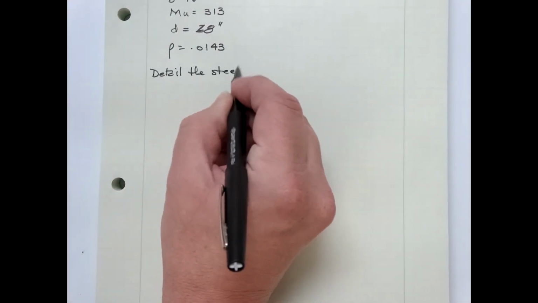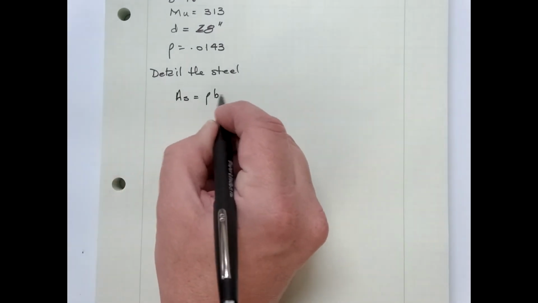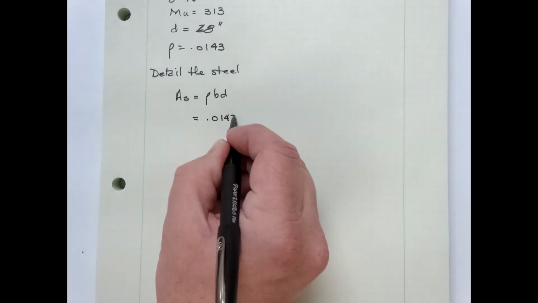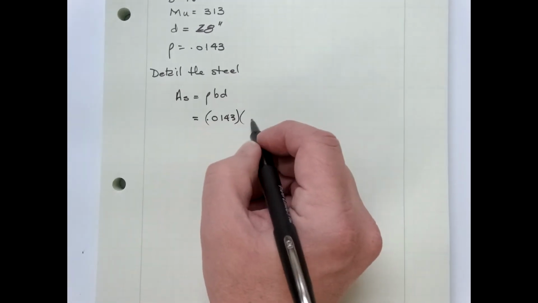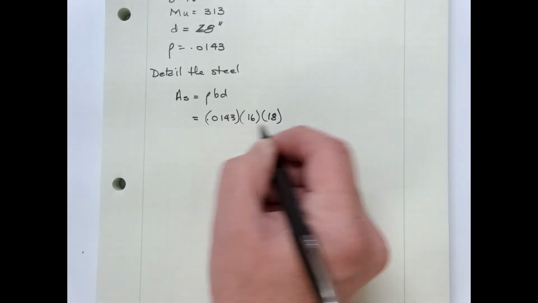And this is where it gets to be interesting. A sub S is equal to rho BD, right? Definition of rho, which is equal to 0.0143 multiplied by 16 multiplied by 18.